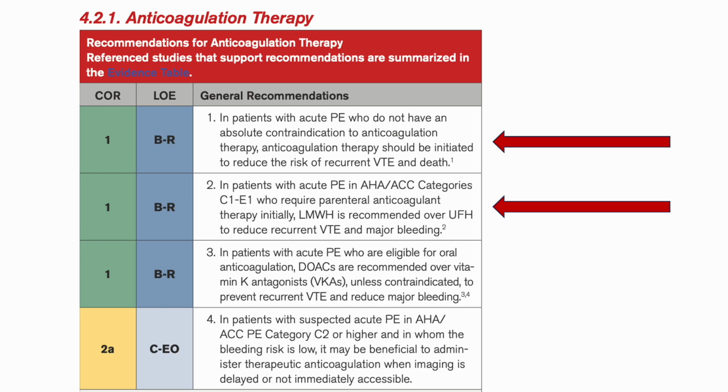And grade 2, for patients with suspected PE in category C2 or high, where the bleeding risk is low, it may be beneficial to give therapeutic anticoagulation when imaging is delayed or not immediately accessible. So this gives room for doing an emergent thing when things are getting delayed. For my patient, in case it's difficult to get an imaging done, but I know she has a high intermediate risk of having PE and this patient has a low bleeding risk, one may have to consider administering therapeutic anticoagulation in certain settings, but it is a grade 2 recommendation.